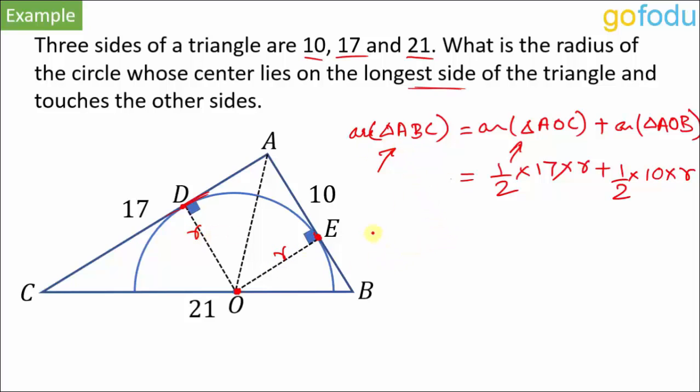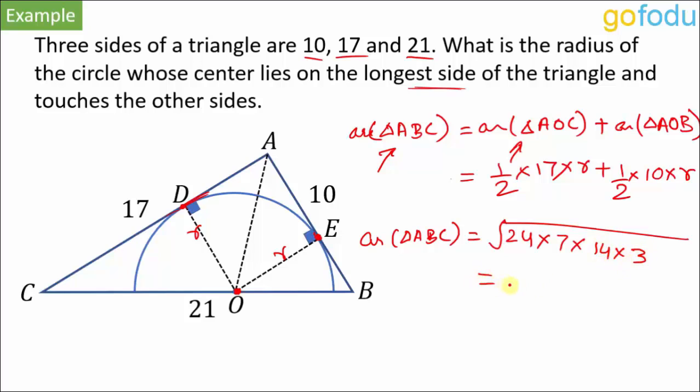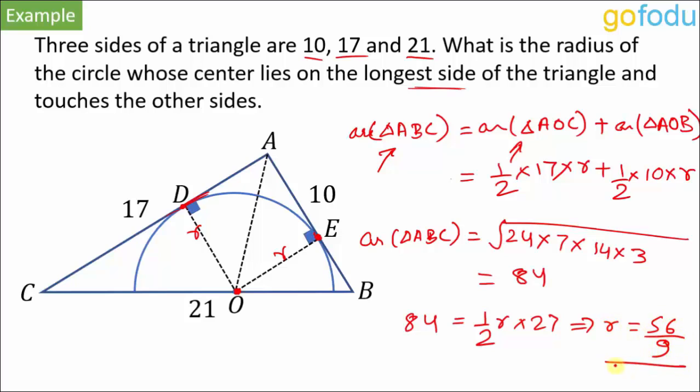Okay, let's get area of triangle ABC by Heron's formula. This will be root of semi-perimeter is 17 plus 21 plus 10 upon 2, that is 48 upon 2, 24 into 24 minus 17 is 7. 24 minus 10 is 14 and 24 minus 21 is 3. This will come out to be 84. 84 is equal to half. R will come out common. 17 plus 10 is nothing but 27. This means radius will be 56 upon 9 is our answer.